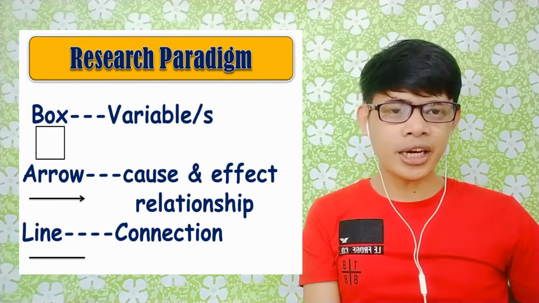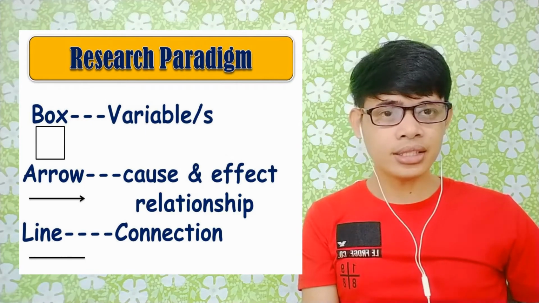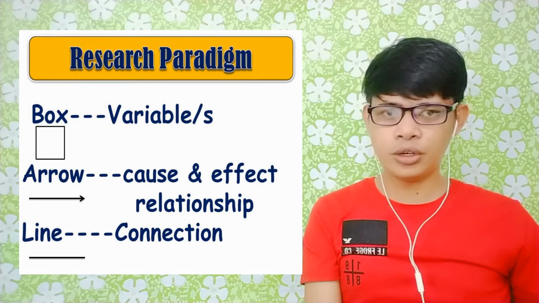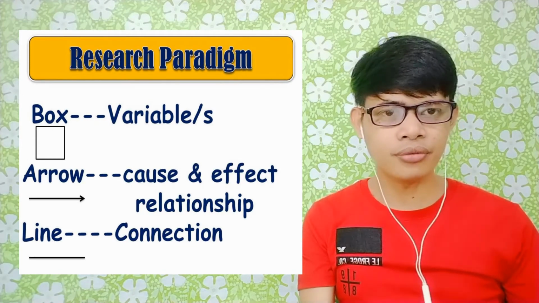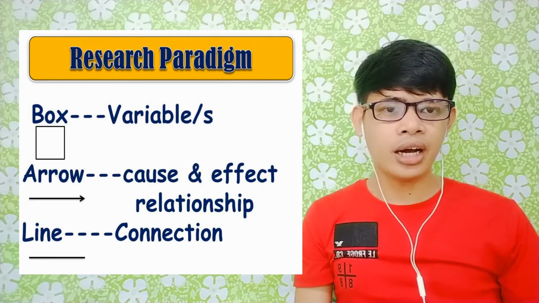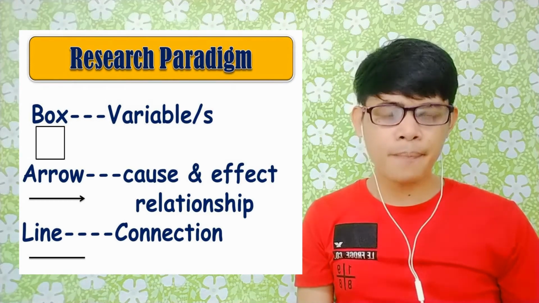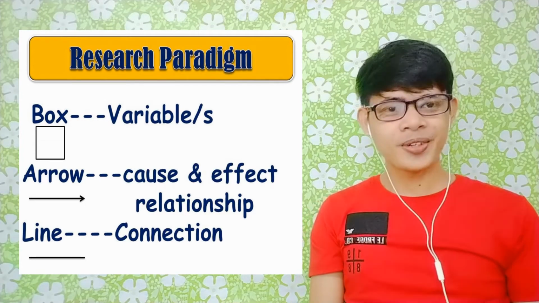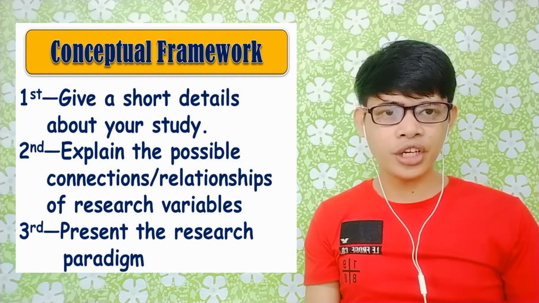Okay, apart from arrow, you have also there the line. So the line simply shows connection between variables, your independent and then the dependent variables. So take note of these figures, because these figures are not taken for granted. They have their respective meaning when you use that in your research paradigm or conceptual framework. Okay? So, in writing your conceptual framework, we have here the format.